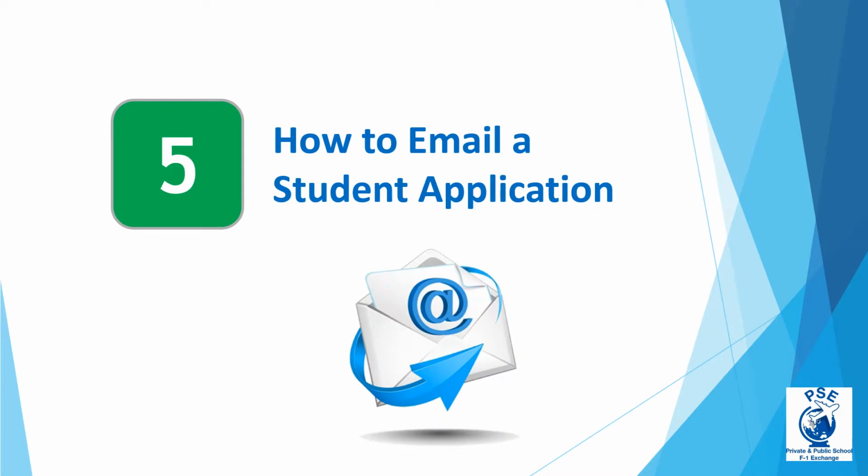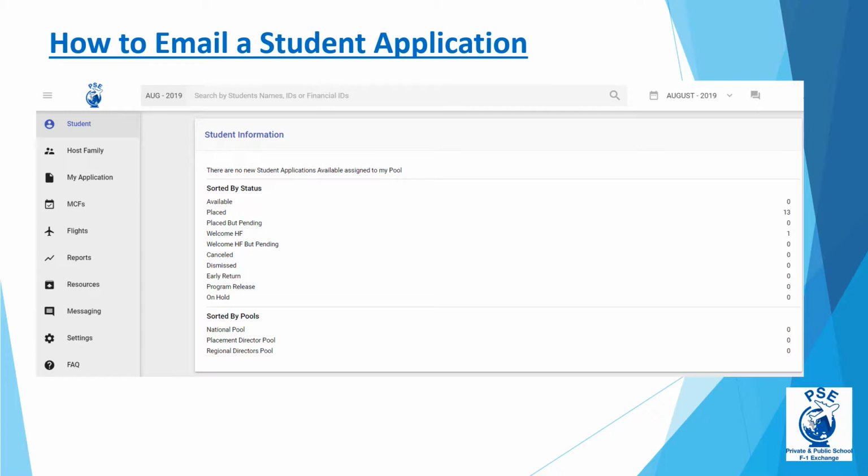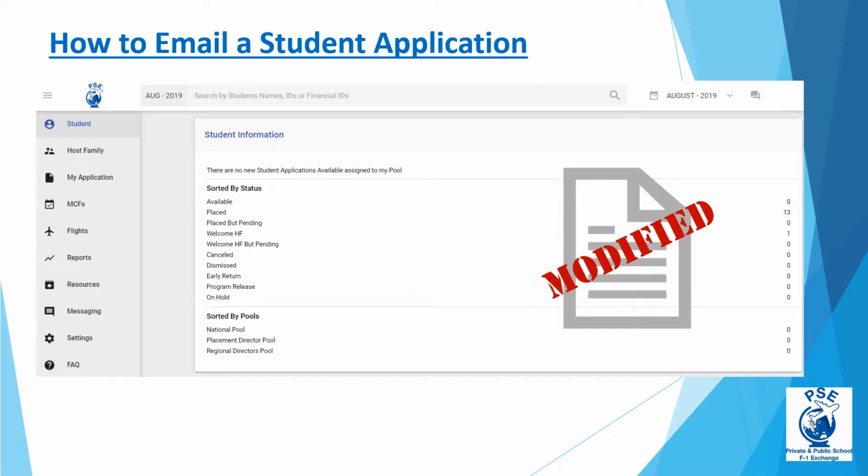5. How to email a student application. If you have a potential host family who's interested in a student, you may send them a modified student application which does not contain any personally identifiable information. To email a modified student application to a potential host family, you would follow these steps. First, make sure that the program start date is correct.